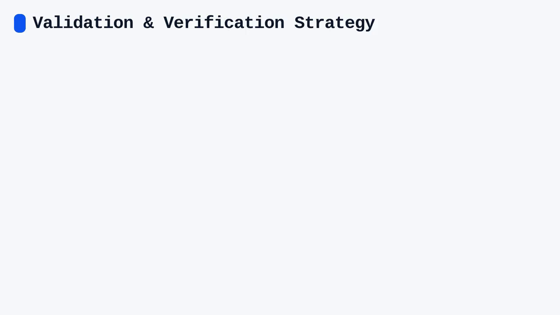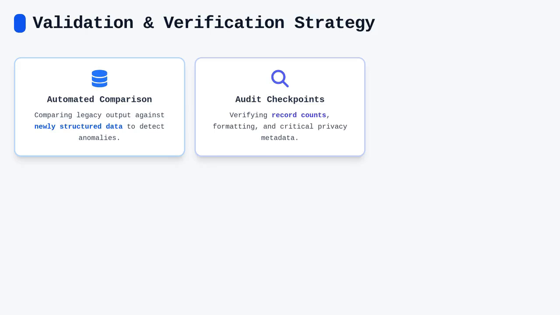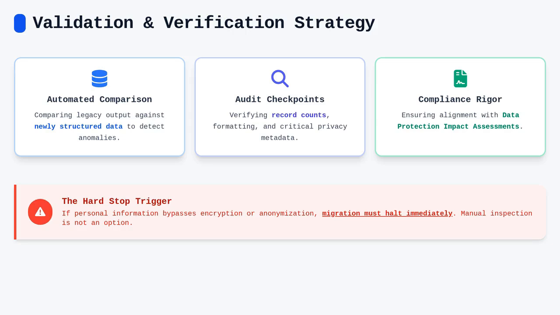Validation and verification are the heartbeat of a successful migration strategy. Once your primary data flows are re-architected, you need to implement automated validation checks that compare the output of the legacy system against the newly structured data. These checks should look for anomalies in record counts, data formatting, and most importantly, the presence of proper privacy metadata. If you find that a field contains personal information that bypassed your encryption or anonymization requirements, your validation strategy should halt the migration trigger immediately.